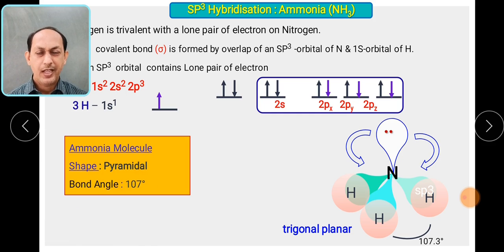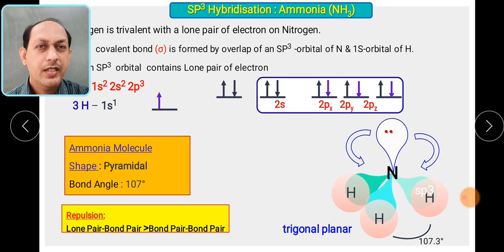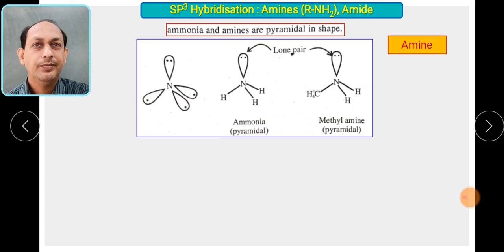So why has the bond angle been reduced? Because of the repulsions and presence of lone pair. As in the case of the water molecule also, we have seen there are 3 kinds of repulsion: lone pair, bond pair; bond pair, bond pair; and lone pair, lone pair. So this is the reason. You can expect that the repulsion of lone pair, bond pair is greater than bond pair, bond pair. As a result, you can see the bond angle has been reduced.